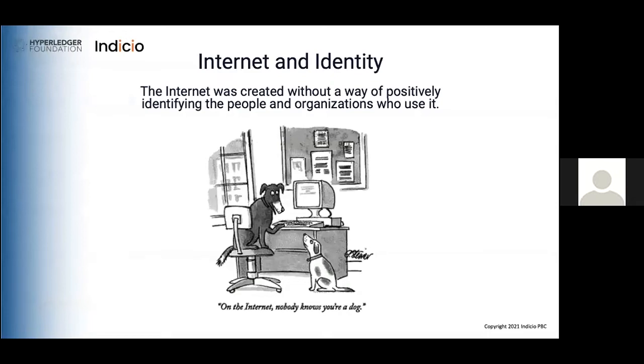Why are we here? The internet and identity. This is a very old cartoon, I think from the New Yorker a long time ago, and it's still applicable today. And the truth is the internet was created without a way of identifying who's on the other side of that computer or that device. And in some cases, in many cases, anonymity is desirable.